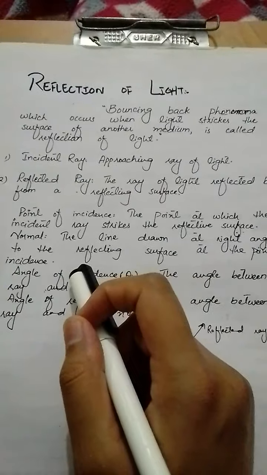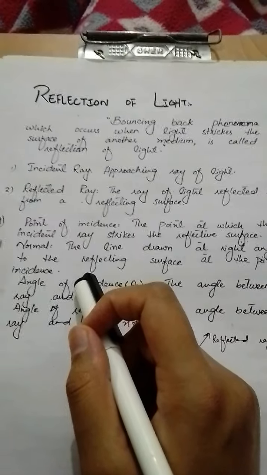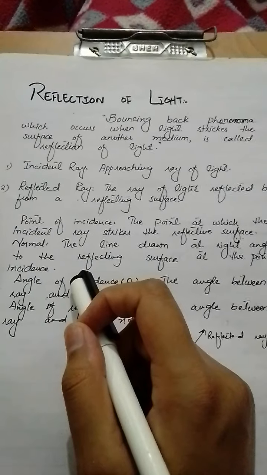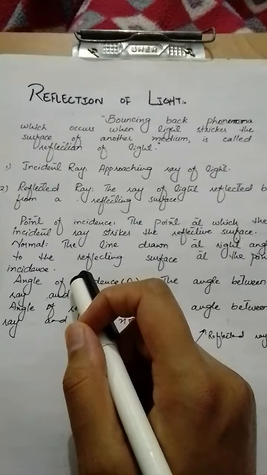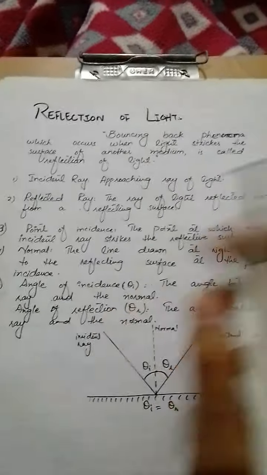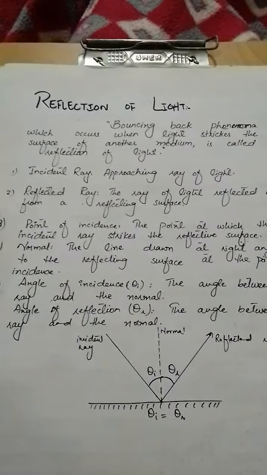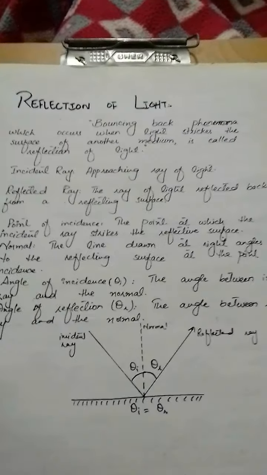So it's basically the same as the reflection of any kind of wave. By definition, the bouncing back phenomenon which occurs when light strikes the surface of another medium is called the reflection of light. Basically, it's the same as we've studied in the case of sound waves or any kind of electromagnetic wave.